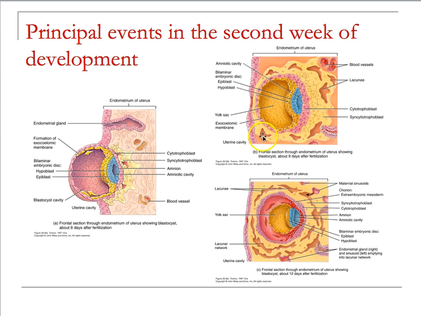This is what, 9 days, and this is 12 days, and you can actually see what's happened is you still have that bilaminar disc, but you can actually see here in red, this extra-embryonic mesoderm is now beginning to move around this. So you actually have ectoderm, endoderm, and mesoderm. You'll see why that's important in a minute.